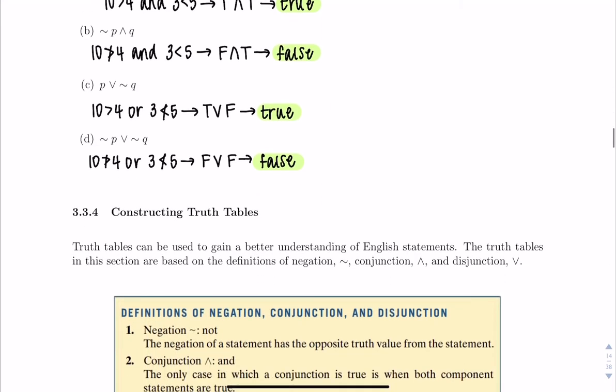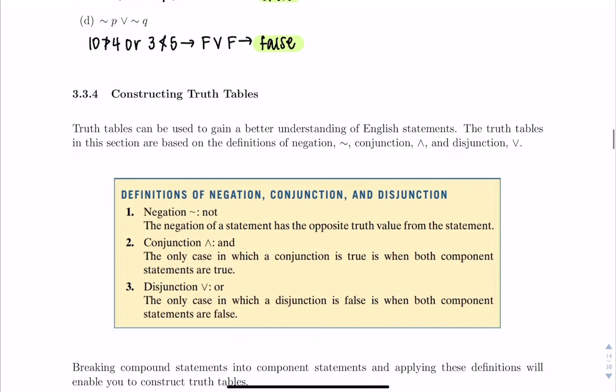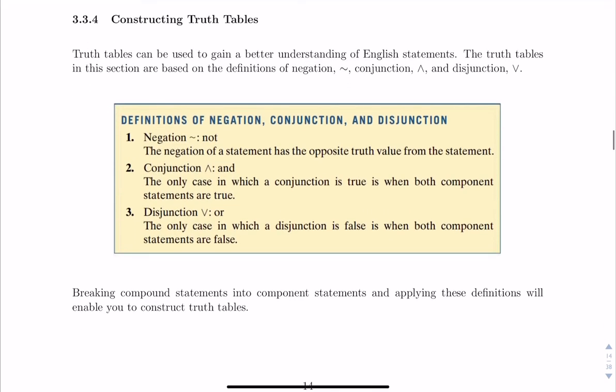Now, truth tables can be used to gain a better understanding of English statements. The truth tables in this section are based off negation, conjunction, and disjunction. So here is a quick little box of definitions. Negation is not, which gives you the opposite truth value than the original. Conjunction is true only when both statements are true, and disjunction is false only when both statements are false. Breaking compound statements into component statements and applying these definitions will help you construct truth tables.